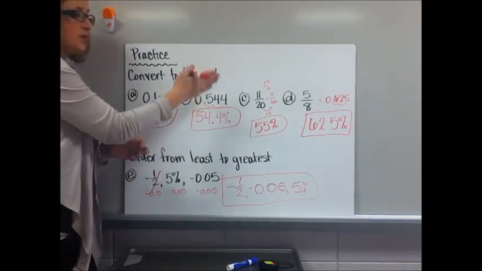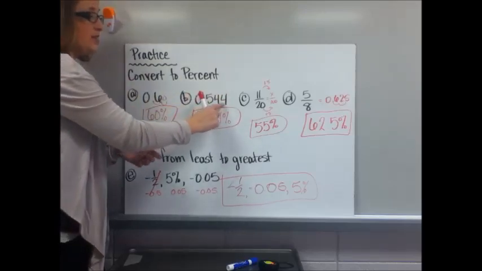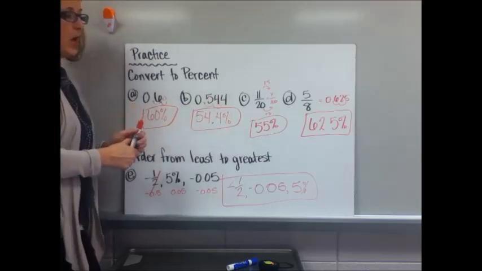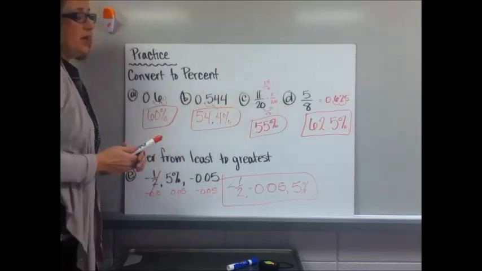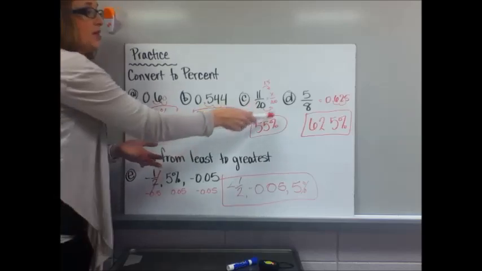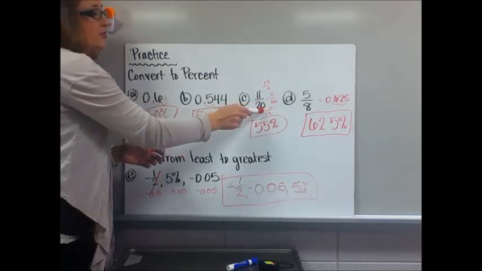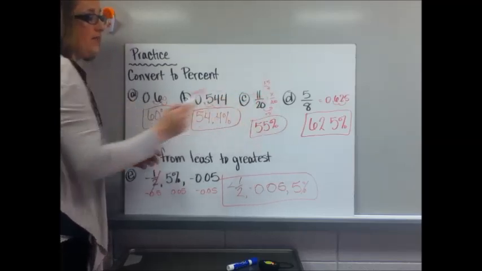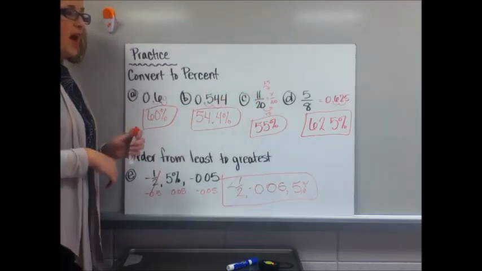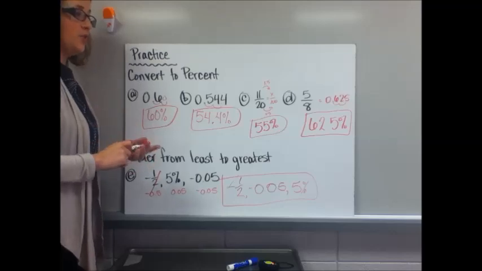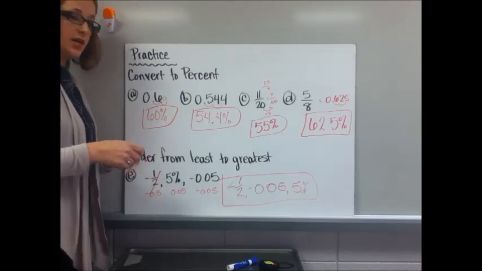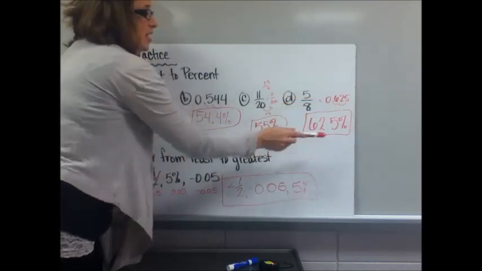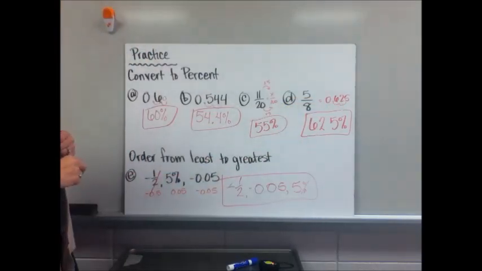For B, you don't just put a percent at the end. You move it 2 places so the decimal lands between the 4s, making the percent 54.4%. On C, I use the proportion method because 20 is a number that is compatible with 100. To go from 20 to 100, I multiply times 5, so I multiply the top times 5 and get 55%. On D, 5 over 8, 8 does not go evenly into 100, so I chose to use method 1, turn it into a decimal. You get 0.625, then move the decimal over 2 places, you get 62.5%.